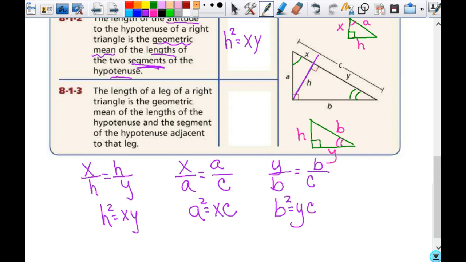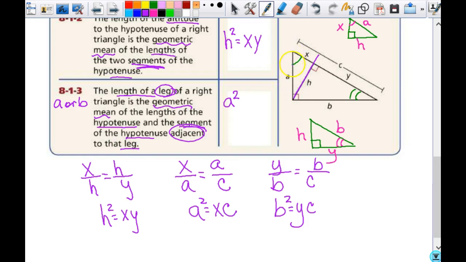Now let's read the words that go with this. This says the length of a leg of a right triangle, which in this case is either A or B, right? So we'll just start with A. It is the geometric mean. So if the leg, which is A, is the geometric mean, that means it gets squared. It's the geometric mean of the lengths of the hypotenuse and the segment of the hypotenuse adjacent to the leg. Okay, and I know all those words are confusing, but this is what this says.